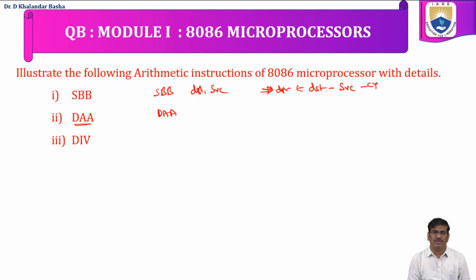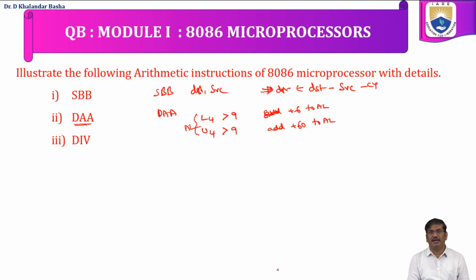Then we will check the lower 4 bits. If the lower 4 bits are greater than 9, then add +6 to AL. After checking the lower 4 bits, we'll check the upper 4 bits of the AL register. If it is greater than 9, then add +60 to AL.